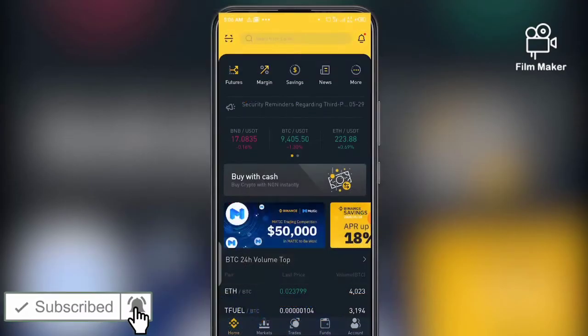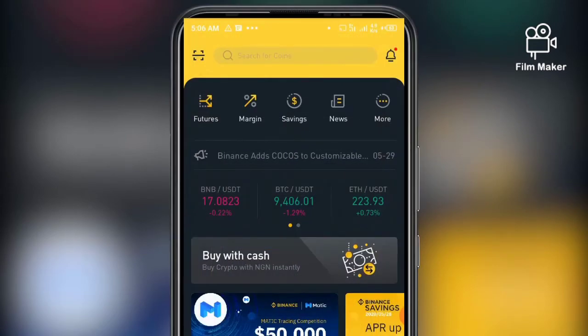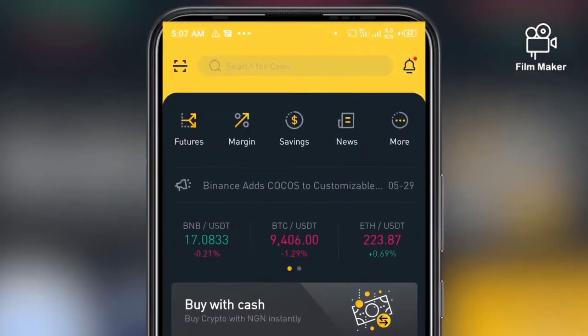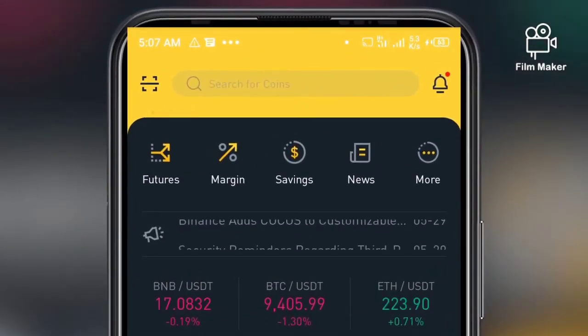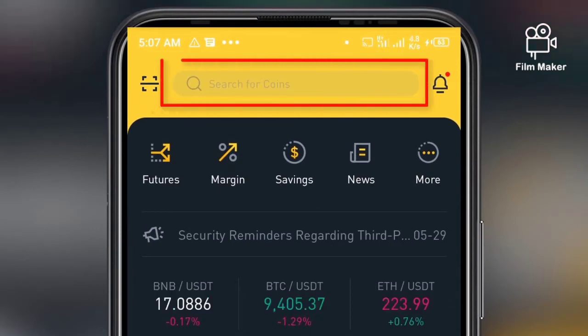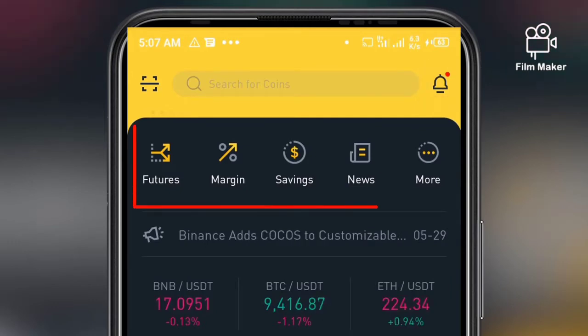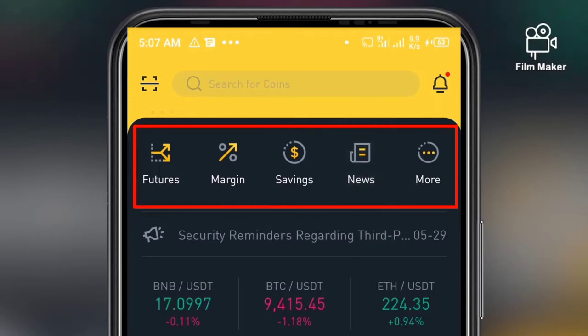So the first thing you need to do is to log into your Binance mobile app, and once you do that, you are going to be on the home page. On the home page, we have the barcode scanner at the top left, the search box, and the alert box at the top right. Then directly below them, we have some basic features offered by Binance, such as margin trading, savings, news, etc.